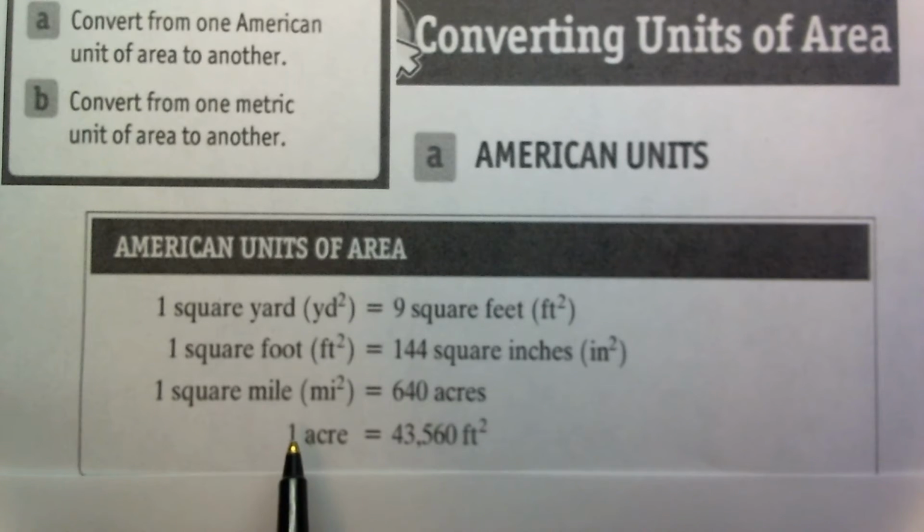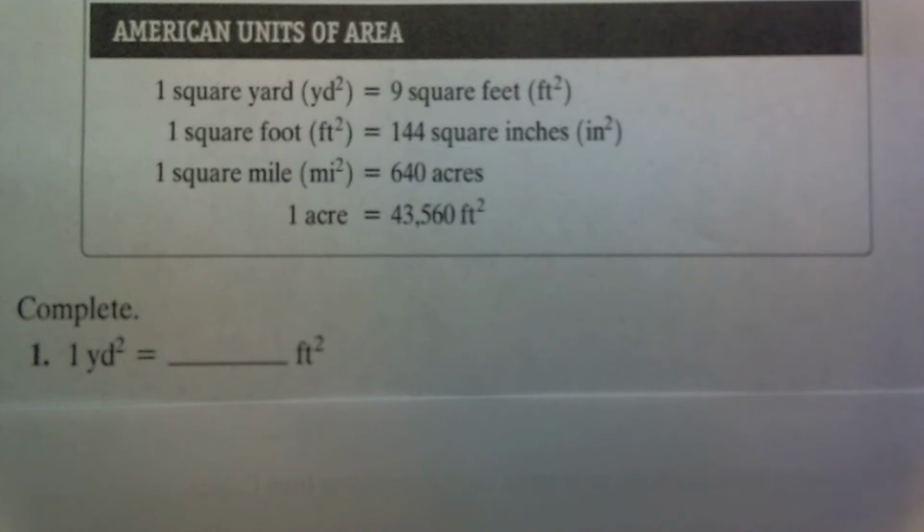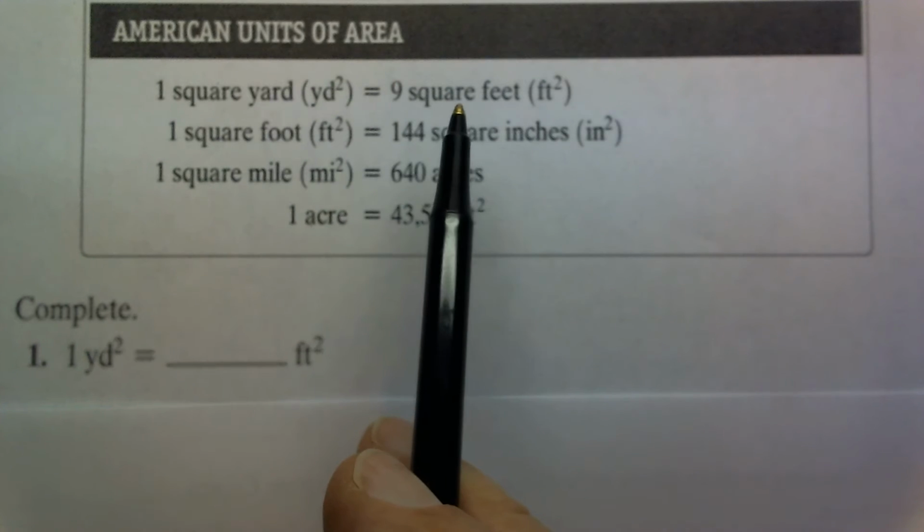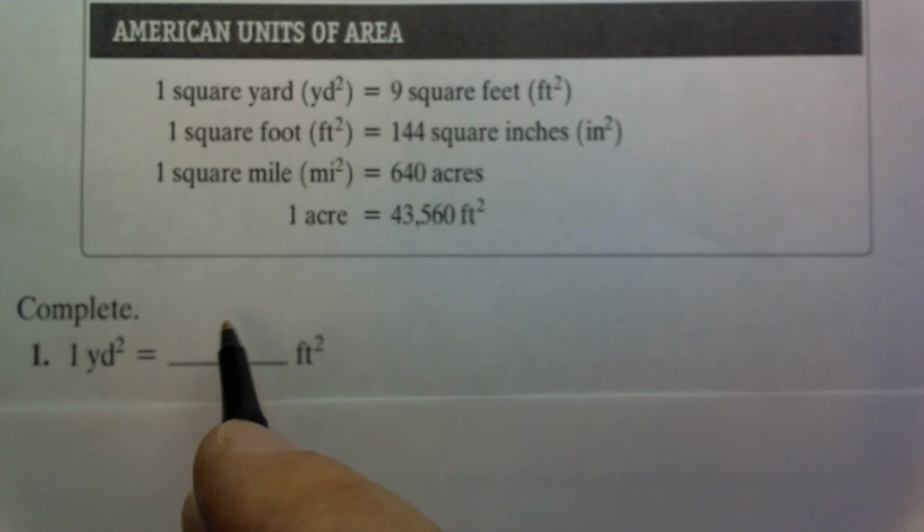A square mile is equal to 640 acres, and 1 acre is equal to 43,560 square feet. So those are the basic units of area in the American system. So 1 square yard, as we know here, is equal to 9 square feet.